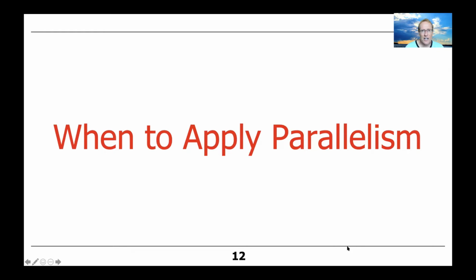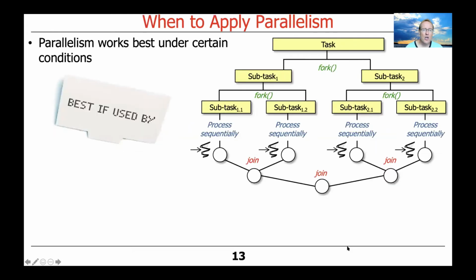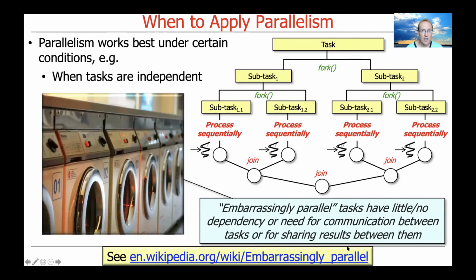So now that I've given you an overview of the parallelism model we're going to be focusing on here, let's talk about the circumstances under which you should apply parallelism, and by extension, when you should not try to apply parallelism. It turns out that parallelism works best under certain conditions. Condition number one, and this is very important, is if the tasks are truly independent.